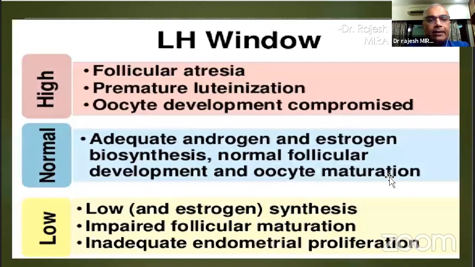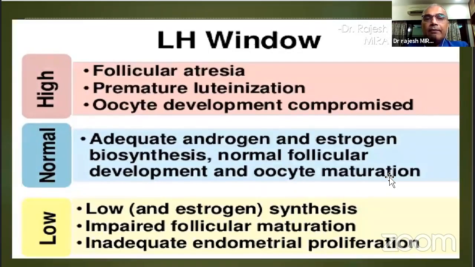Too high and too low, both are bad. The high LH level is observed mostly in severe PCOS, and low levels are observed in hypogonadotropic states, severe agonist downregulation, and the users of OCP in a prolonged fashion. So what happens, what is the LH window?